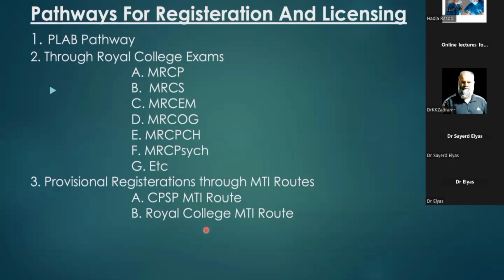The next is the Royal College MTI route. That is for international candidates. It is controlled by the Royal College in Edinburgh. And through this pathway, you can do 2 years training or 3 years training in your home country, and the remaining of your training you can do through a scholarship provided by the Royal College, and you can do that training in the United Kingdom. For that, the General Medical Council will provide you with provisional registration, which can be converted into permanent registration as well by the end of your training.